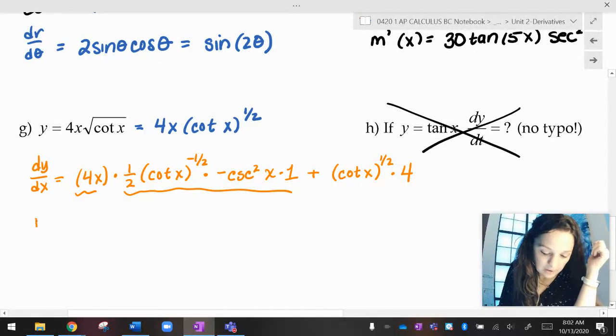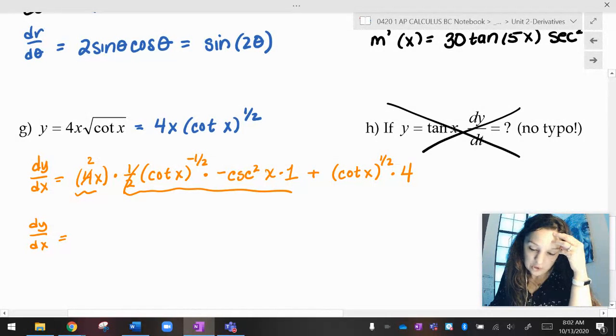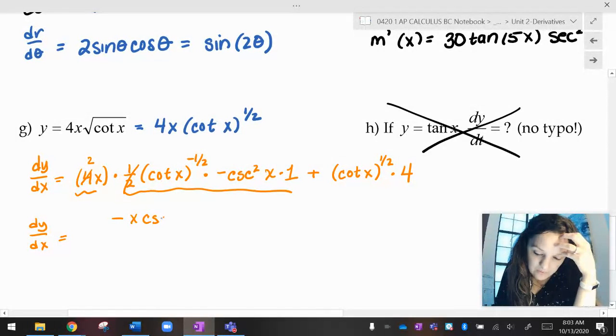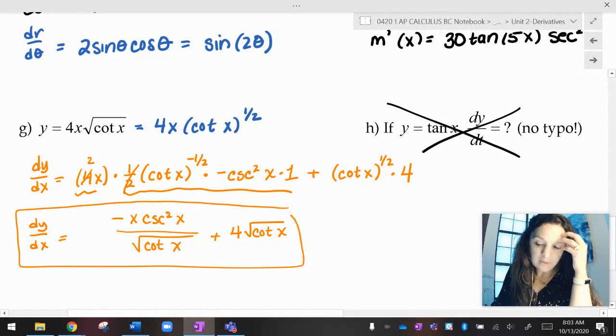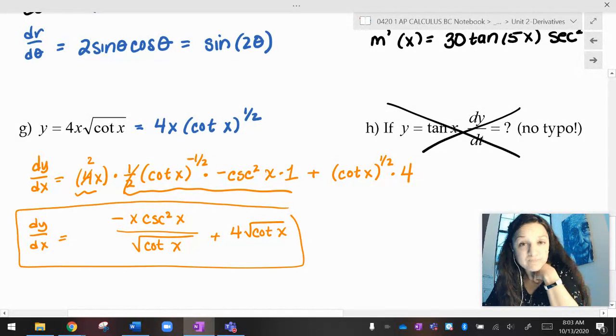I still want to condense it a little bit, though, because I want to. So if I wanted to condense this, 1/2 and that 4 could make a 2. I would have a negative. So this is going to be negative x cosecant squared x divided by the square root of cotan x. And then this would be 4 root cotan x. There are many different ways to write it. That's just the way I chose.